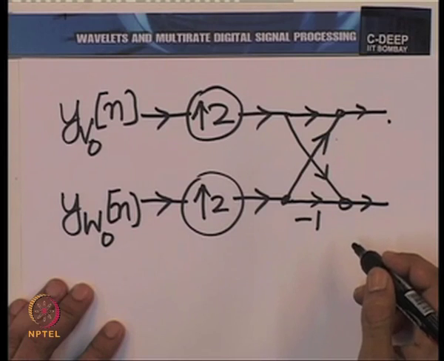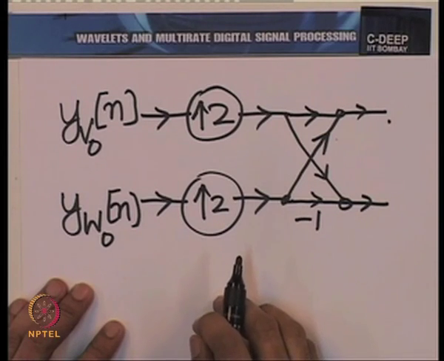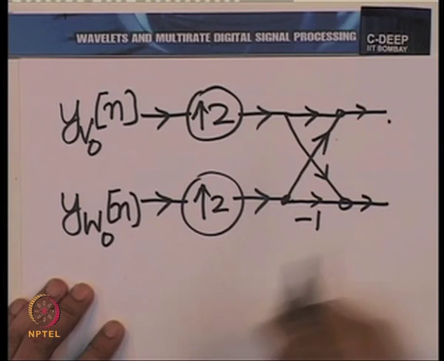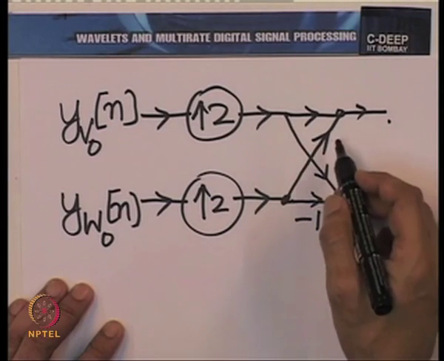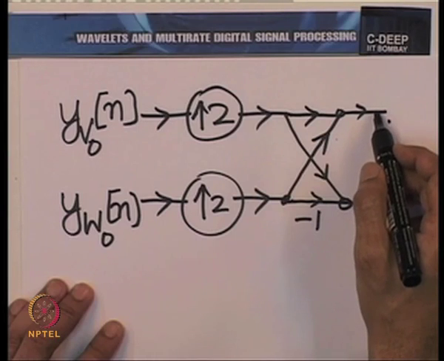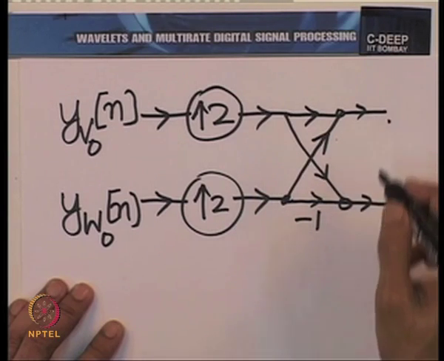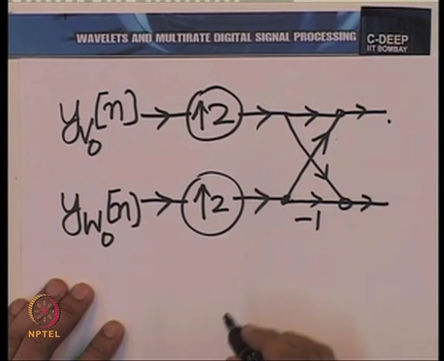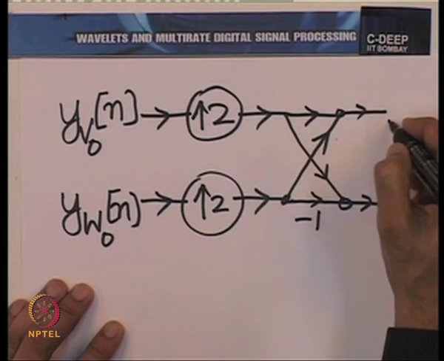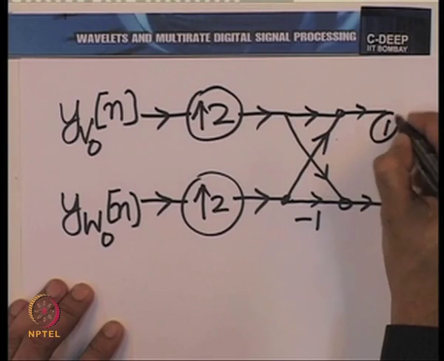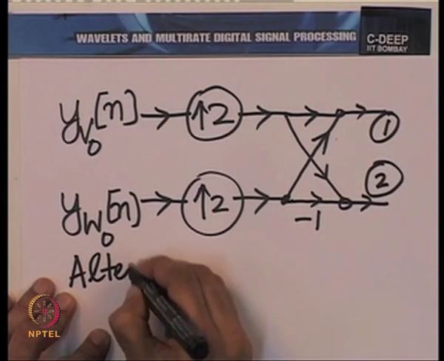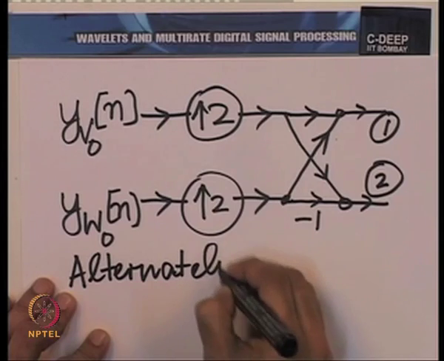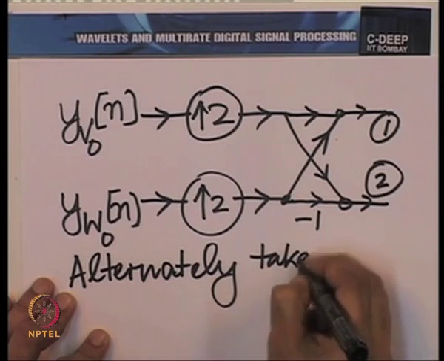So, this upsampling operator needs to be located slightly differently. We have to interpret this properly. We are saying, essentially, take the sum branch at the 2nth point and the difference branch at the 2n plus 1th point. So, let us write that down. Let us call this point 1 and point 2. Alternately take one and two.